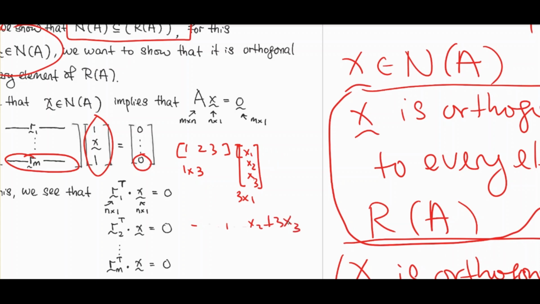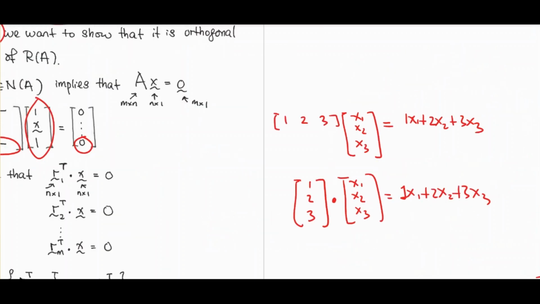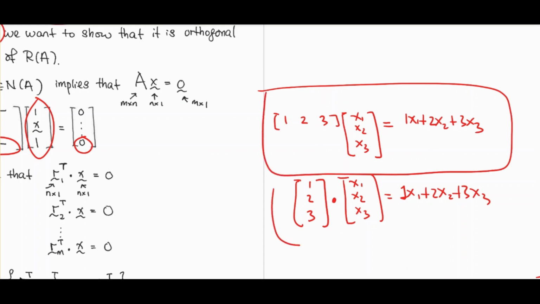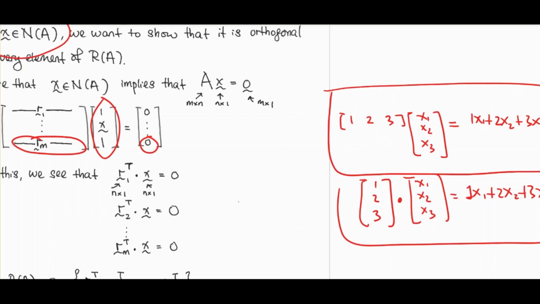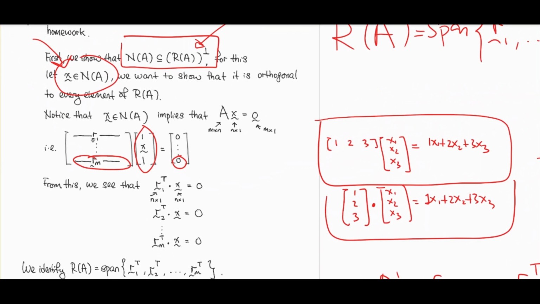And instead of multiplying like this, this is the same as if you are taking this 1, 2, 3 and dot your x1, x2, x3. You get the same result. You see this? The matrix multiplication and the dot product, it's the same thing.